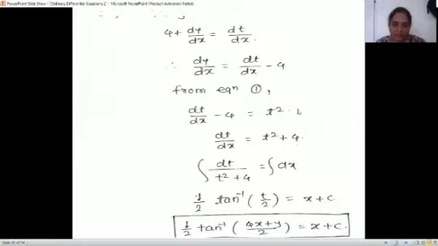And here now we can separate the variables t and x, so that t square plus 4 here and dx is here. So integrating we get, this is a square plus a square form, so it is 1 upon a tan inverse t upon 2, and it is x plus c. But t we know it is 4x plus y, so finally resubstituting that t, your answer will be this. Any doubt?